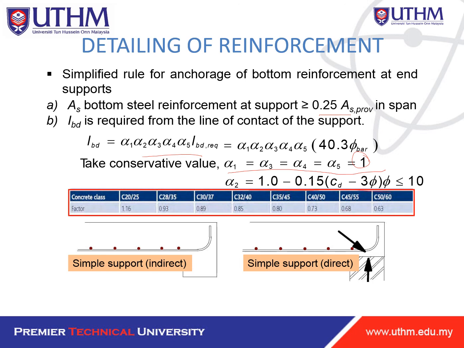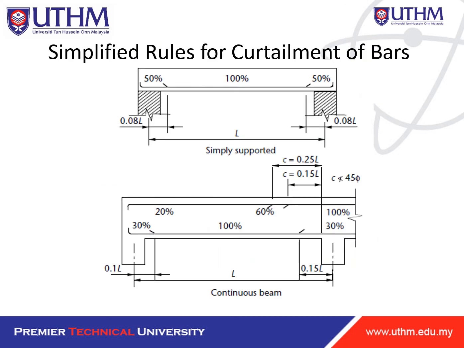Okay, so the simple rules for the curtailment of bars. Okay, so this is the formula for how you do the curtailment. Okay, so you can see how you can do the curtailment. Okay, 0.08 L here for the simply supported, and this is the continuous beam. So all these values are provided, or all these formulas are provided.